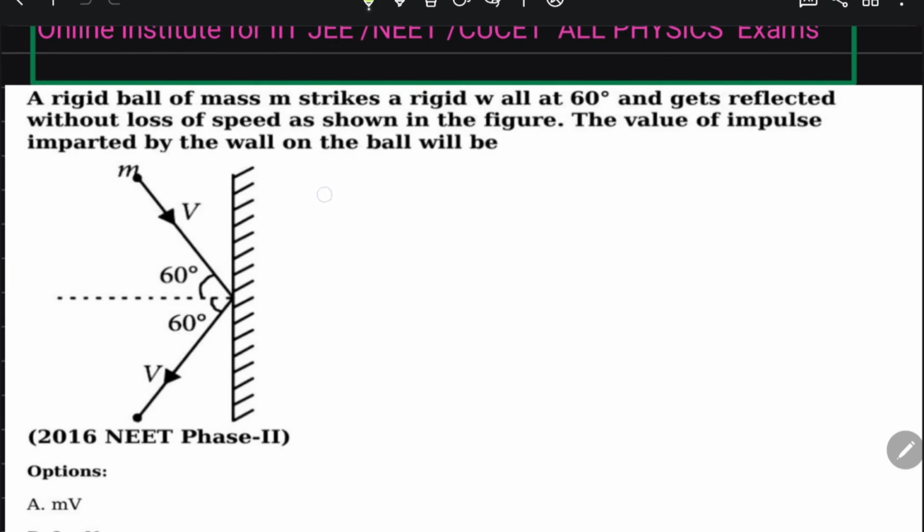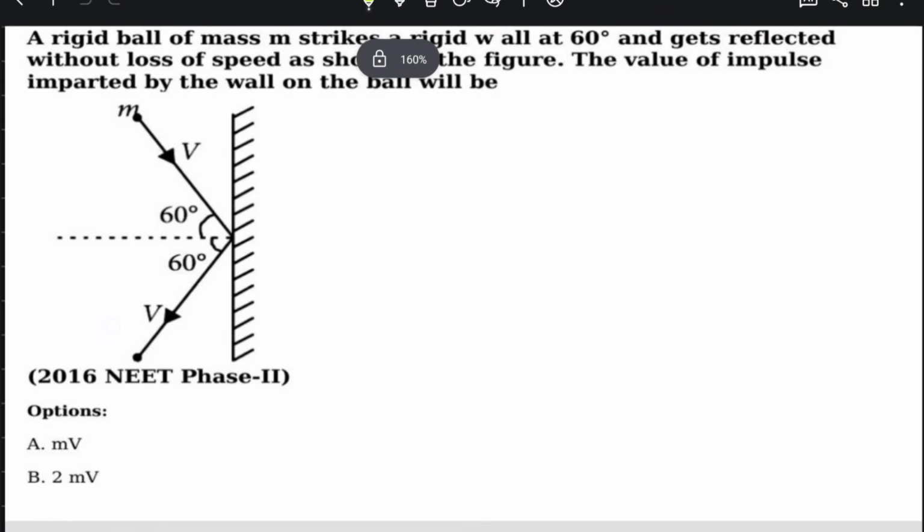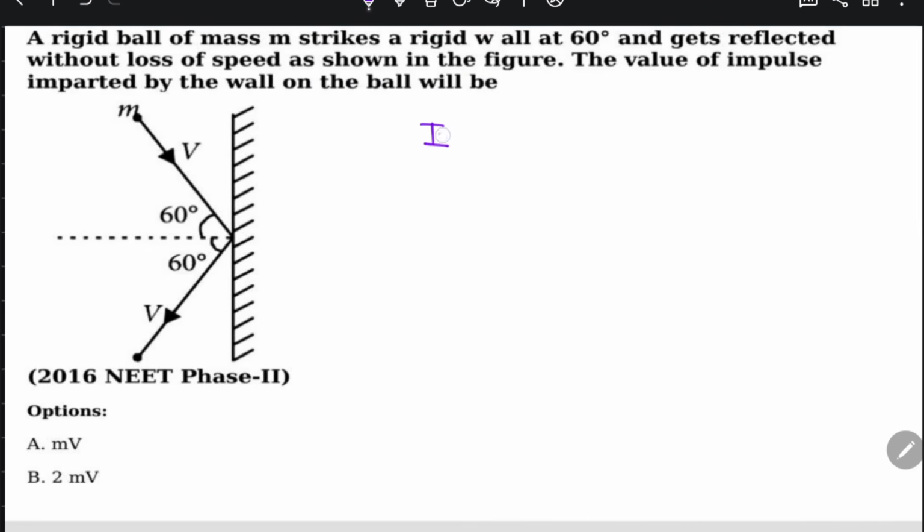A rigid ball of mass m strikes a rigid surface at an angle of 30 degrees and gets reflected without loss of speed as shown in the figure. The value of impulse imparted on it. Impulse, we know that impulse is basically change in momentum, P final minus P initial.